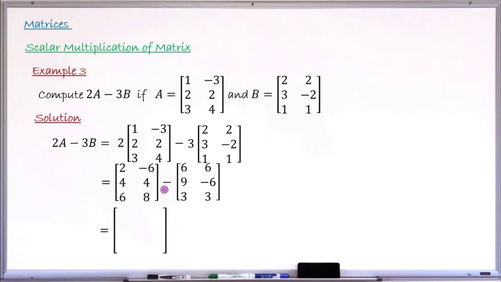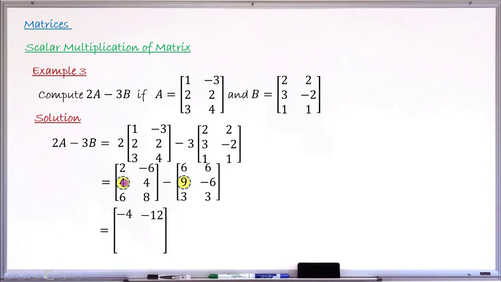So you're going to have here 2, this entry in the first matrix, minus the corresponding entry in the second matrix. So 2 minus 6, that will give answer minus 4. Then I'll move to this minus 6 minus the corresponding entry in the second matrix. So you have minus 6 minus 6. That will give a result of minus 12. Look at it. I'll continue.